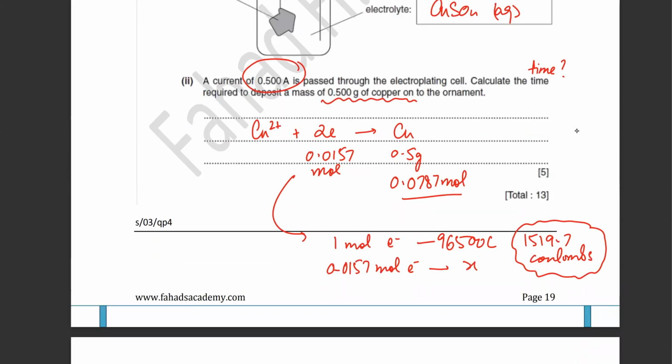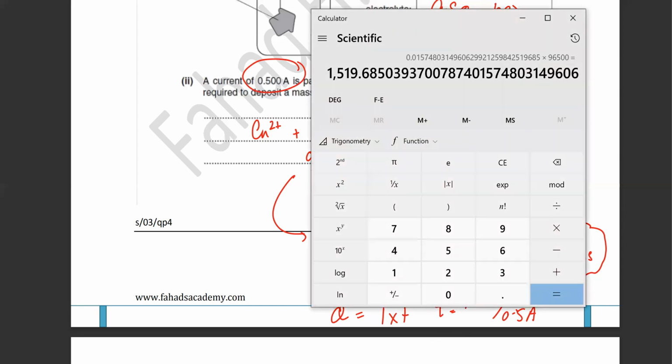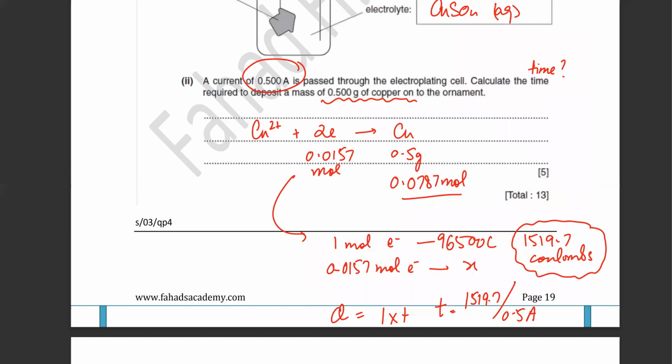So the last part is you can use Q is equal to IT now. That's the last thing. So time would be Q over I. What is Q? It's 1519.7. What is the current? He gave us the current 0.5 amperes. I mean, the current was already stated over here. So this needs to be divided by 0.5, and that gives me 3039. So up to 3 significant figures, it's basically 3,040 seconds.